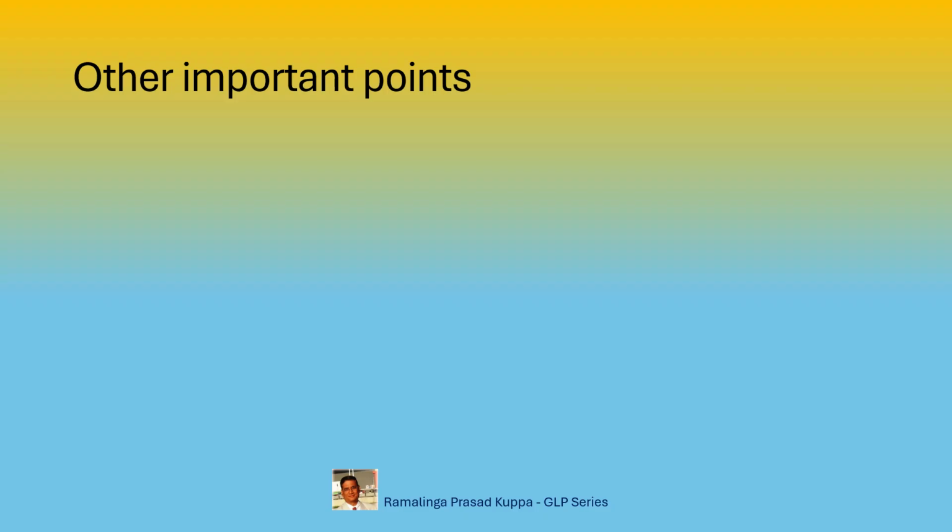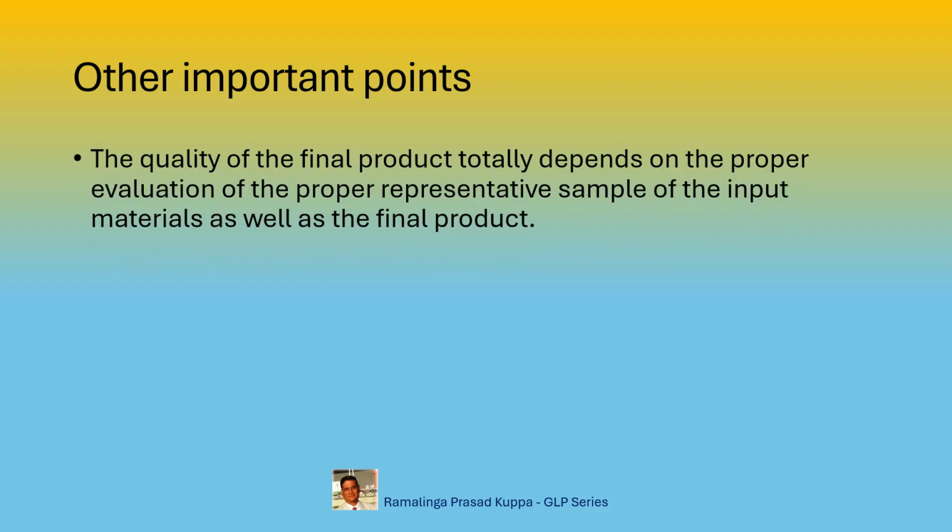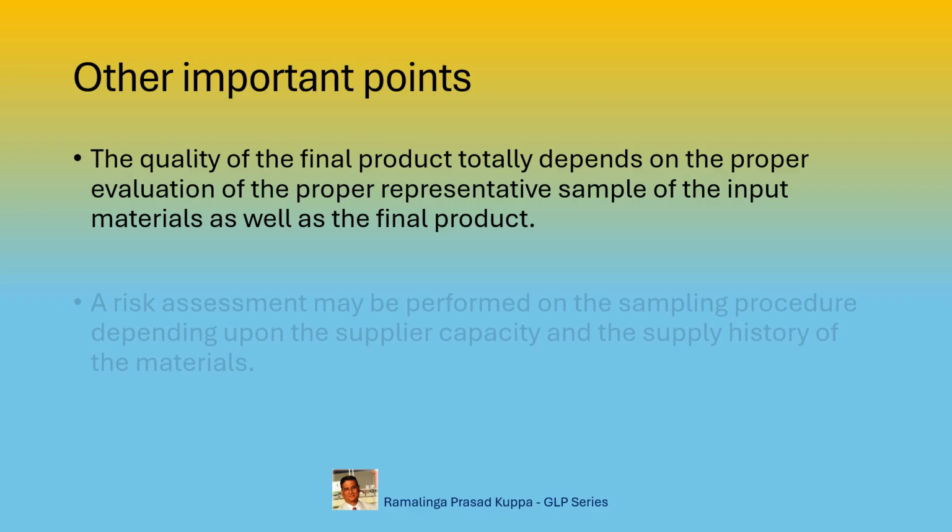Other important points. The quality of the final product totally depends on the proper evaluation of the proper representative sample of the input materials as well as the final product. This is the core requirement for achieving a quality product. So, sampling takes a very important critical role in pharmaceutical manufacturing. The focus must be on the extensive and adequate training to the personnel designated for sampling.